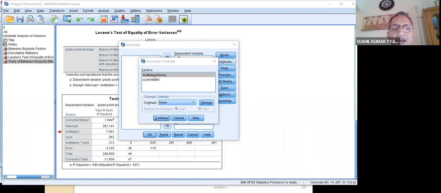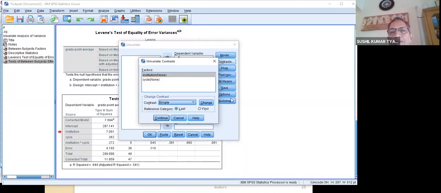Say we have two factors. One is institution, other is cycle. So this dialogue box asks whether you want contrast test for institution or cycle. So we want contrast test for institution. So we select institution. And here change contrast is none of the contrast. So we change it to simple contrast. And then here we find category last.